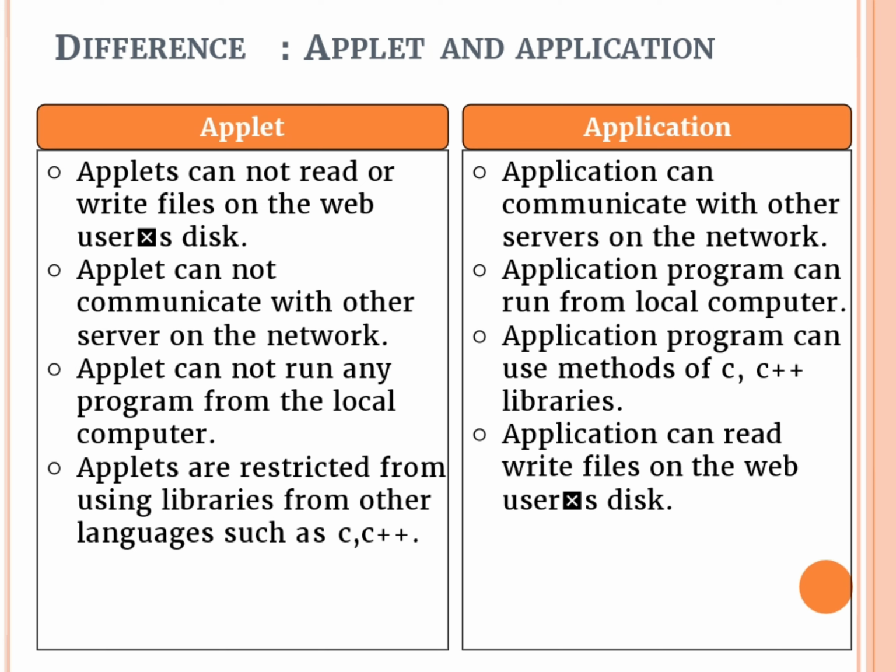The next difference is that applets are restricted from using libraries from C and C++. This was also said earlier in the limitations slide. Applets cannot use other languages' libraries, but Java applications can use C++ libraries also, right? The OOP concepts are basically from the C++ language. So these are the main differences between applets and applications. I hope you understand. We'll see the next slide.